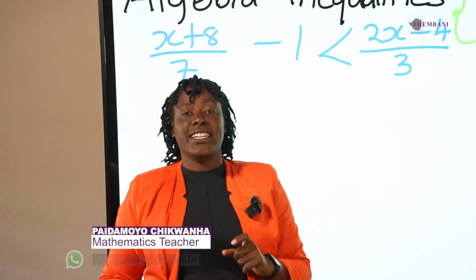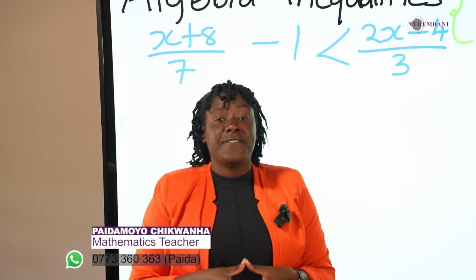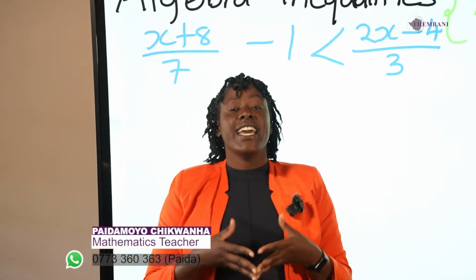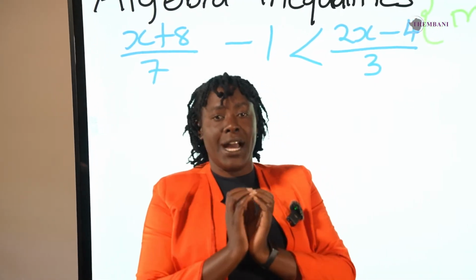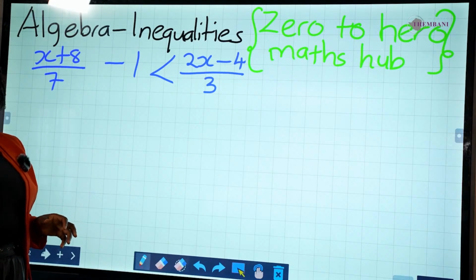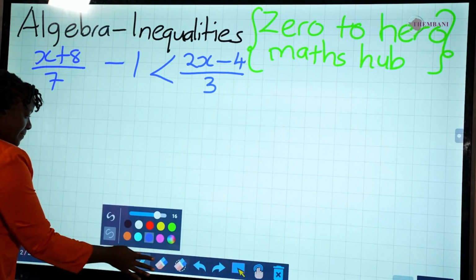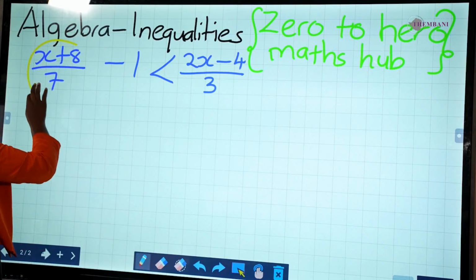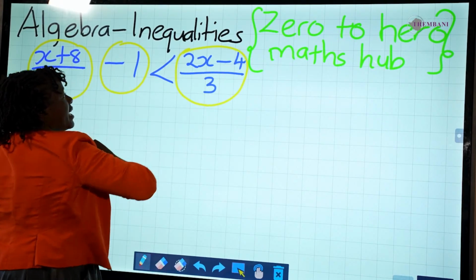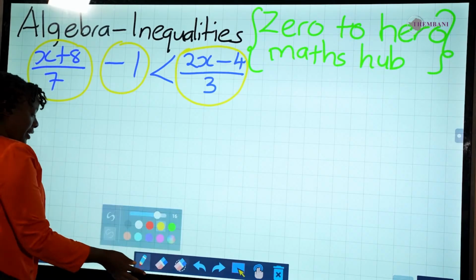I also need to find the LCM of the denominators. By LCM, I mean a number that can be divided by 3 and at the same time by 7 without leaving a remainder. In this case, my LCM is 21. So I'm going to multiply each and every term by 21. In this case, I have this as my first term, this as my second term, and this as my third term. So I'm multiplying each and every term by 21.